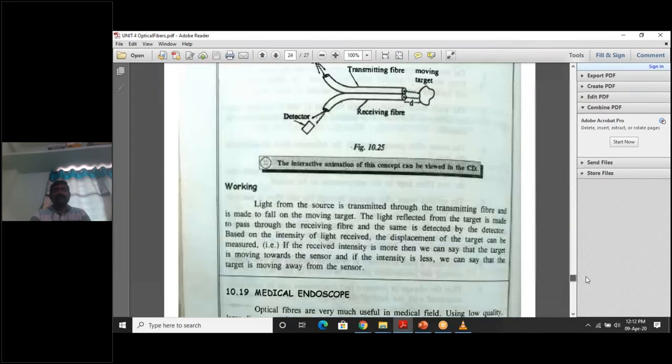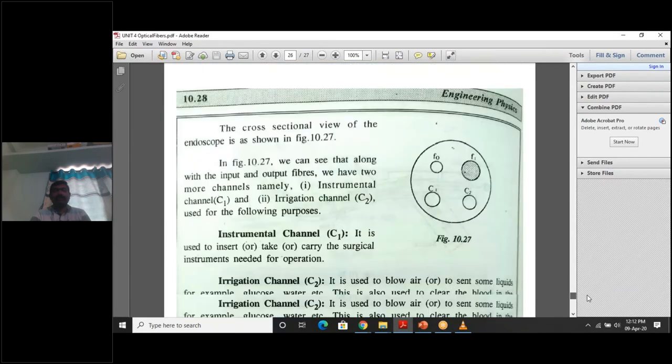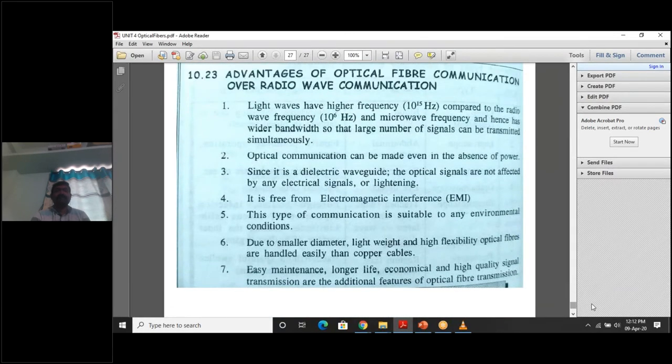The last point is the advantages of optical fiber over normal copper cable communication. So, the advantages of optical fiber communication over radio wave communication and over copper cables. First advantage: light waves have high frequency. The frequency of light waves is around 10 power 15 Hz compared to radio frequency, which is 10 power 6 Hz. And microwave frequency also is less. So ordinary light waves have 10 power 15 Hz frequency. Due to this, it is capable of transmitting more data due to high bandwidth. This 10 power 15 Hz high frequency range gives high bandwidth. This high bandwidth means it can carry a large amount of data.